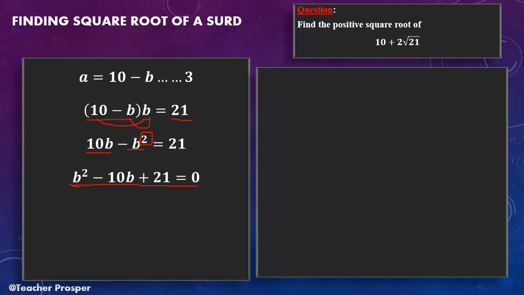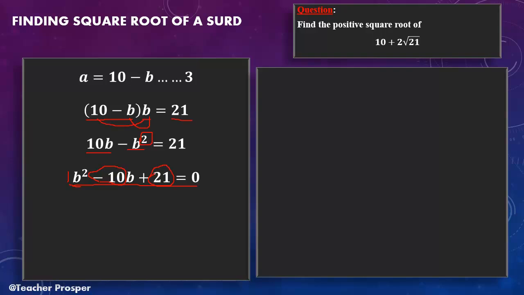We can solve this quadratic equation by completing the square, or by using the general quadratic formula, or by factoring the terms. If we consider using factorization, then we are going to use the coefficient of b squared here, which is 1, and multiply by the constant here, which is 21. 1 times 21 gives us 21. So we're going to look for two factors of 21 that, when we multiply, we'll get 21, but when we add, we'll get the coefficient of b, which is negative 10.